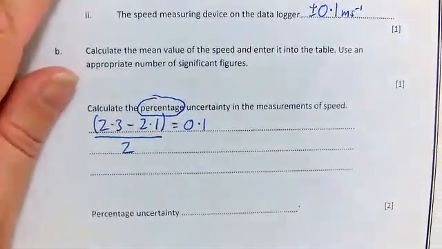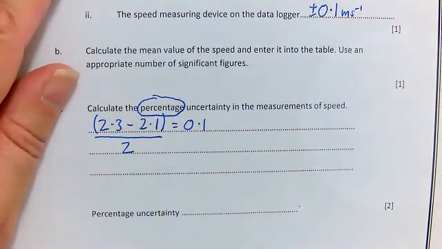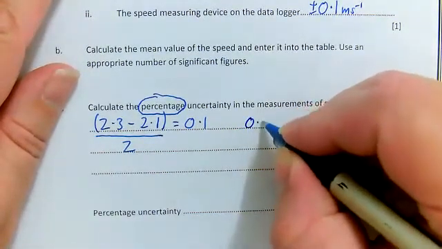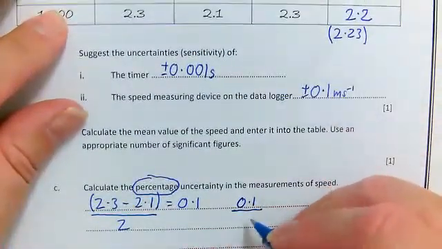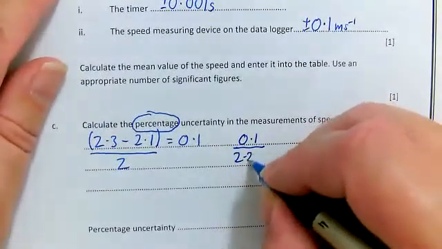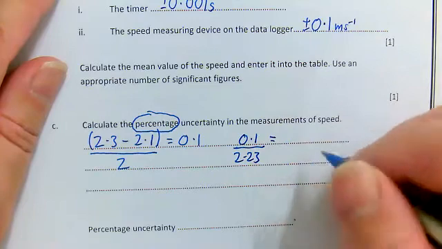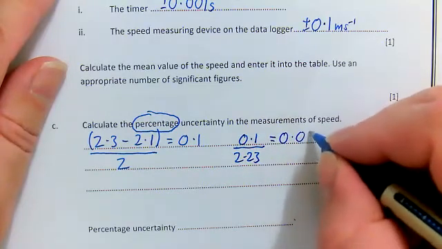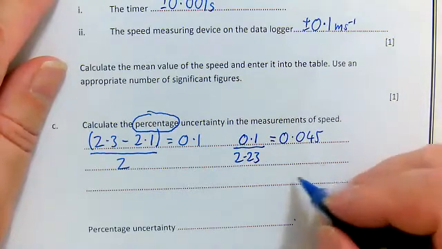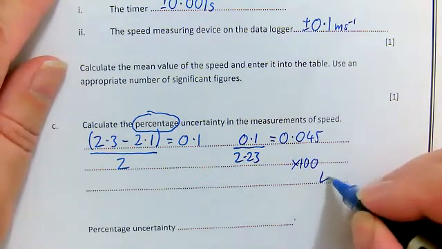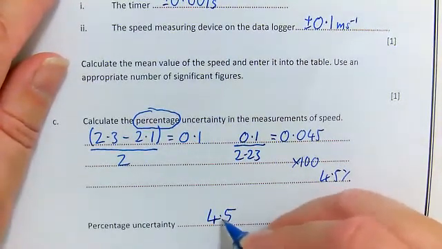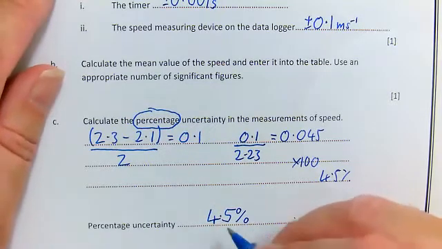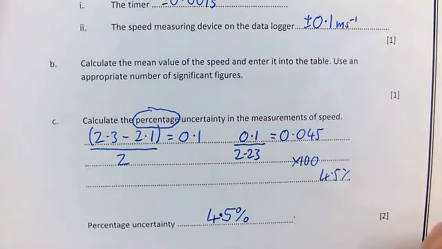As we want the percentage uncertainty in the measurement of speed, we need to take that absolute uncertainty and divide it by our mean value. And I'm going to use 2.23. You can use 2.2, it's absolutely fine. And that comes out to be roughly somewhere in the region of 0.045, which if then multiplied by 100 to get its percentage, it's 4.5%. So my space for the answer, nice and clearly, 4.5%.